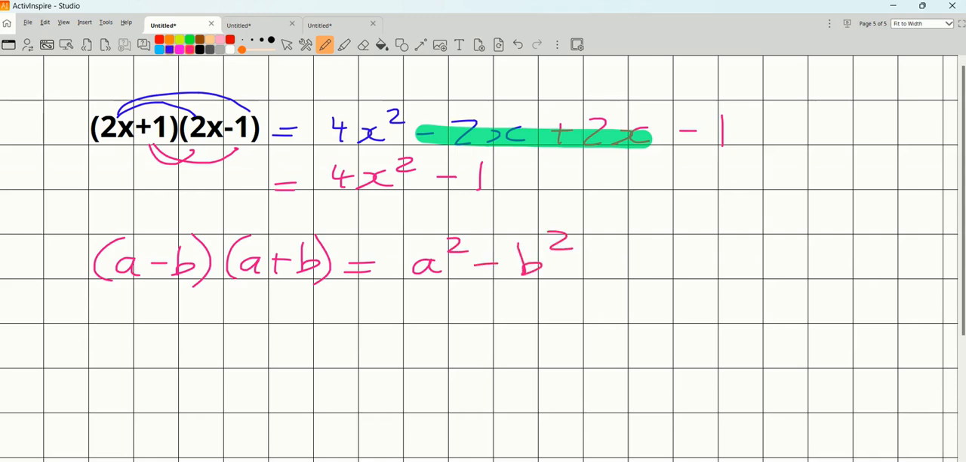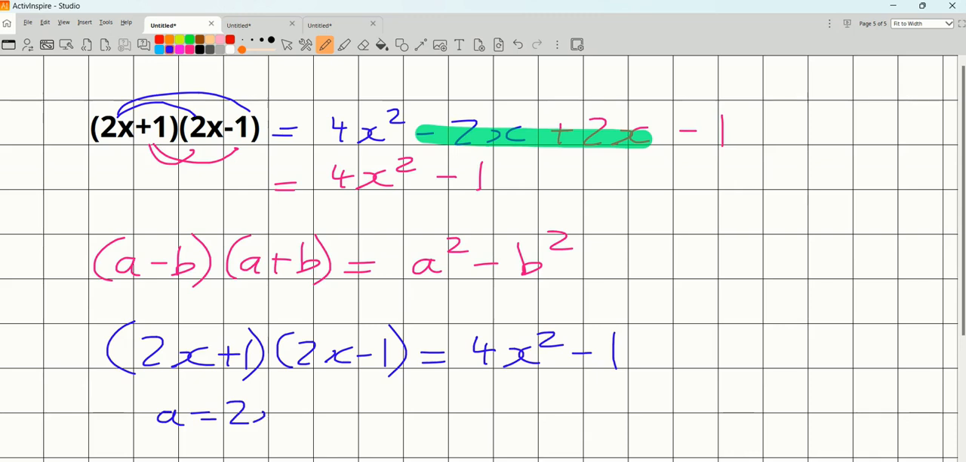And now we apply it to the specific question we were using, which is (2x plus 1)(2x minus 1). And this gives me 2x times 2x. This is 4x squared. And then 1 times minus 1 is minus 1. A was the 2x, and b was the 1. And this is it in regards to dealing with the remarkable identities.